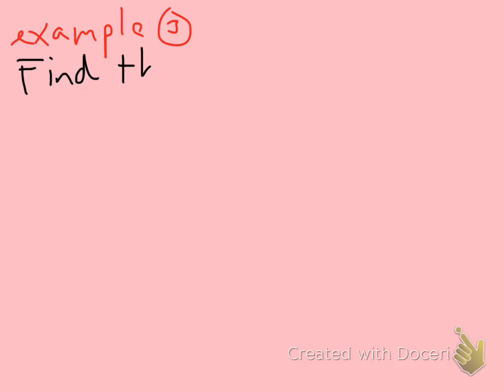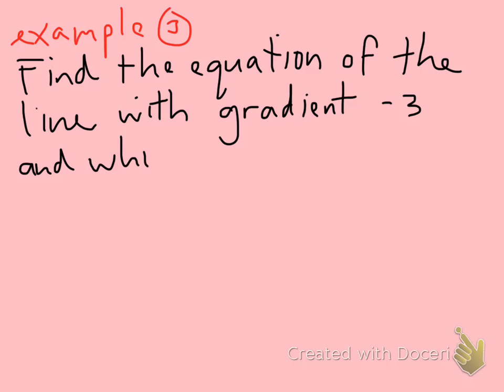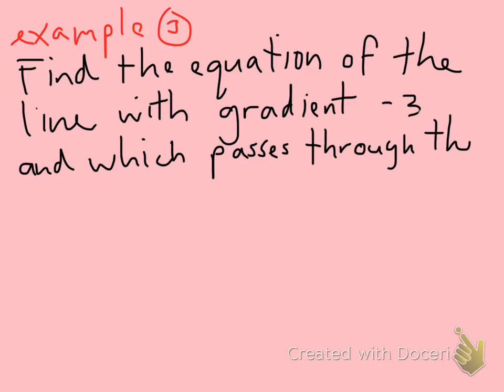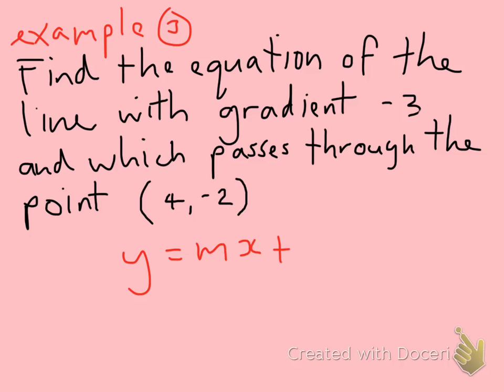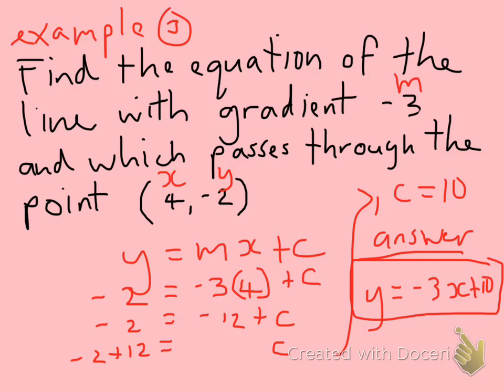The next example, we're going to find the equation of a straight line with a gradient of -3 and which passes through the point 4, -2. Now, if we have a look at what's happened with the working here, we can see that because the gradient was -3, I've written an m above that value, and the other numbers given in the question are the 4 and the -2, which represent a single point. So the x value is 4 and the y value is -2.